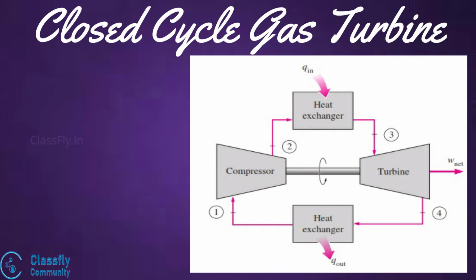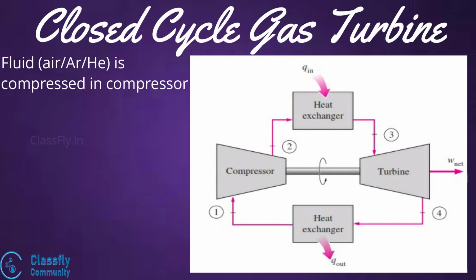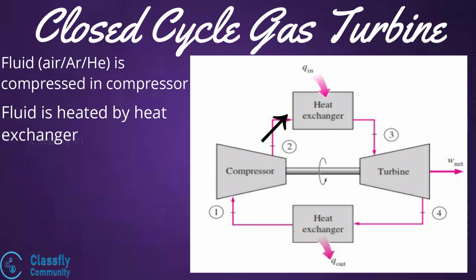Referring to the figure, we can see that in operation, the working fluid, which may be air or any other stable gas such as argon, helium, etc., is compressed to a high pressure in the compressor. It is then passed on to the heater where it is heated with the help of some external sources. It is important to note that the working fluid will not come in contact with the product of combustion, but instead the heat is transferred using a heat exchanger.